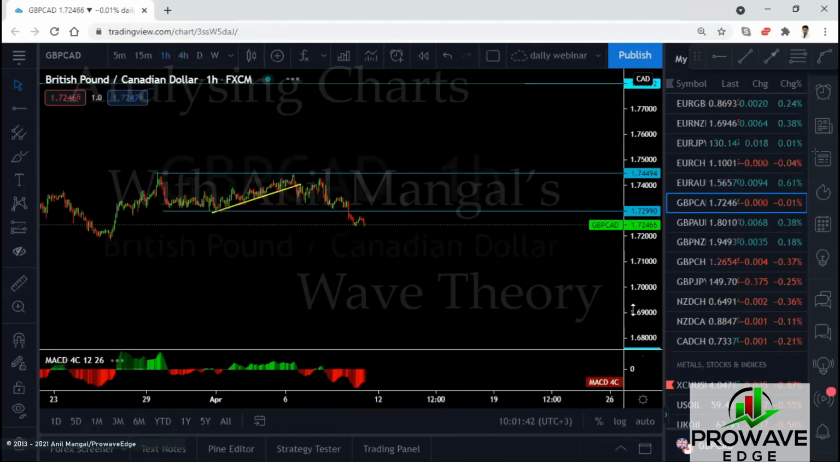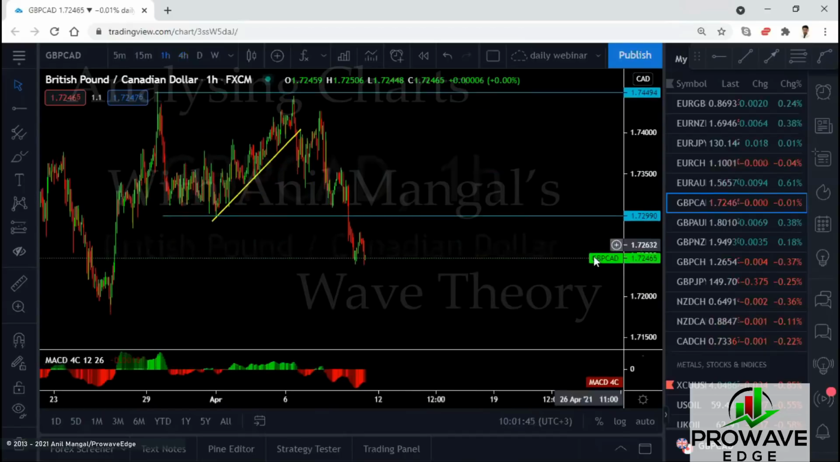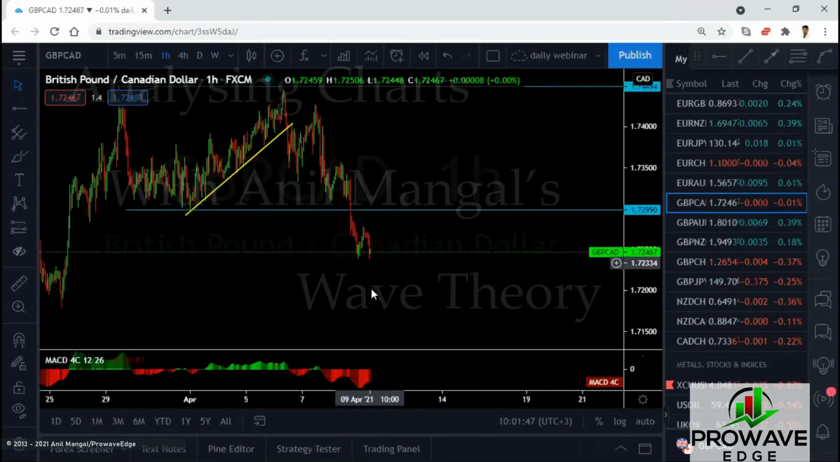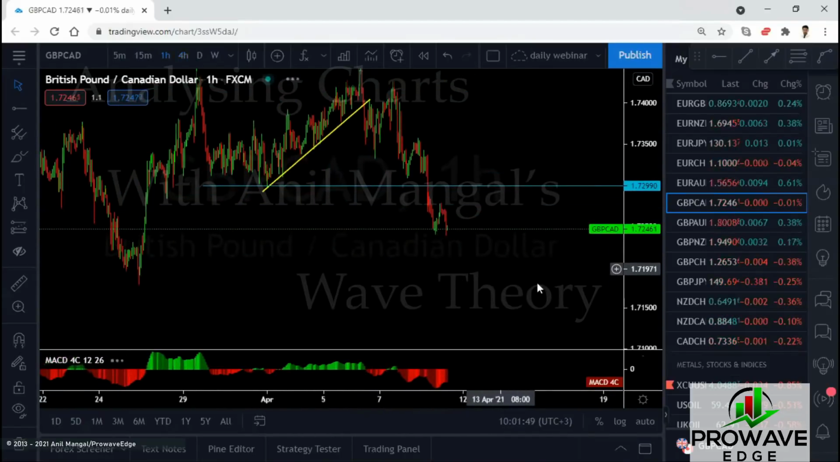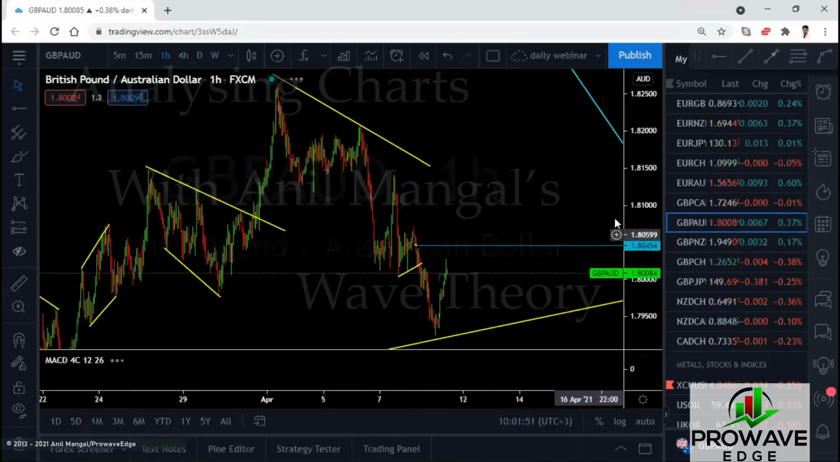Let's see if we have any buy setup. Nothing as yet. They're still going down. So we don't have any buy setup, but once this is finished, it should start to give you a trade. Pound Aussie.